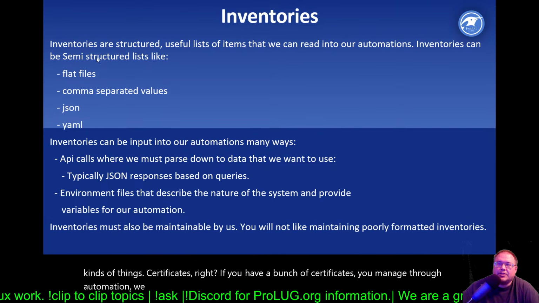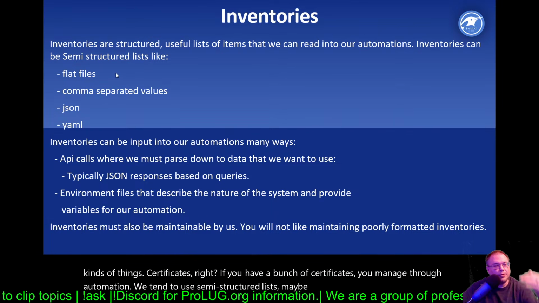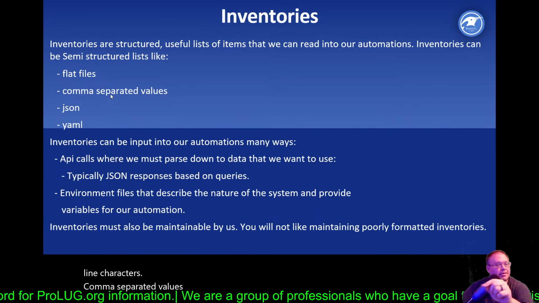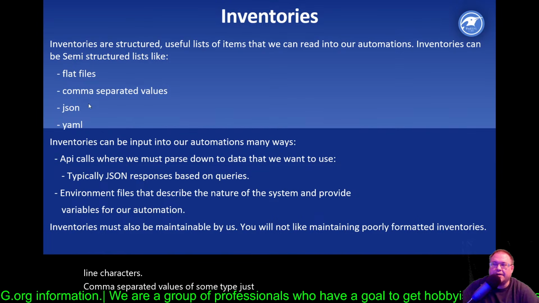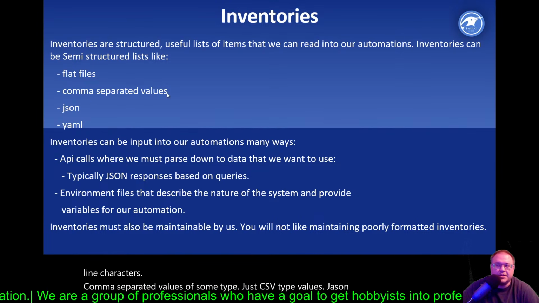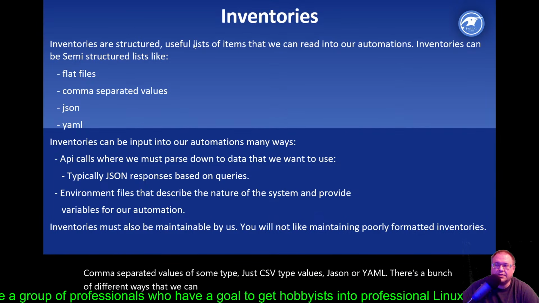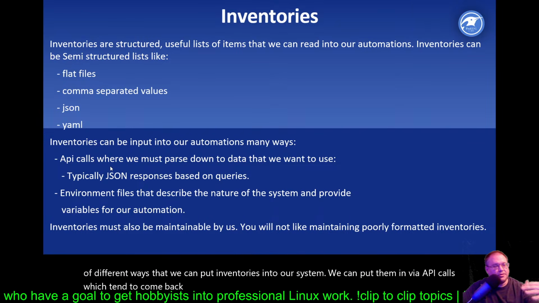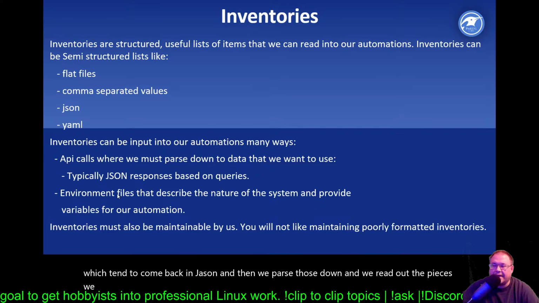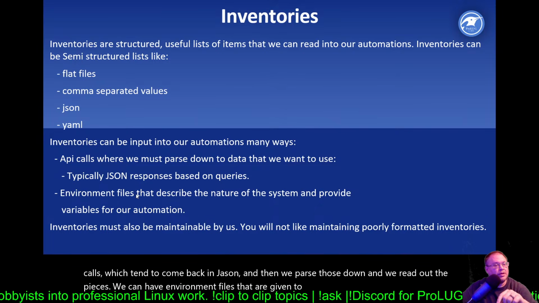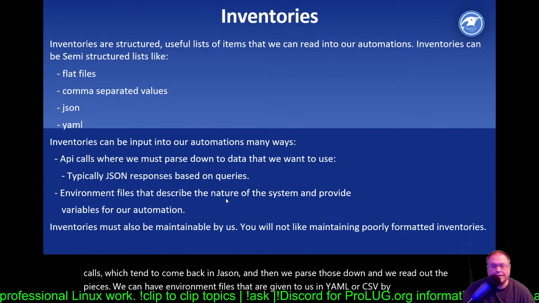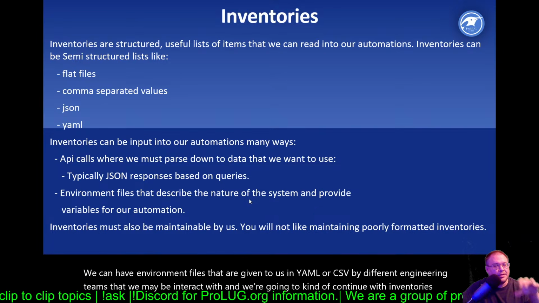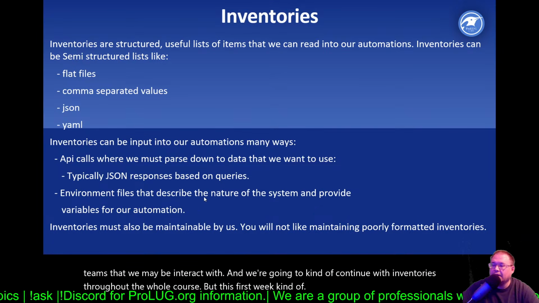We tend to use semi-structured lists, maybe flat files that are ordered with new line characters, comma-separated values of some type, just CSV type values, JSON or YAML. There's a bunch of different ways that we can put inventories into our system. We can put them in via API calls, which tend to come back in JSON, and then we parse those down and we read out the pieces we need. We can have environment files that are given to us in YAML or CSV by different engineering teams that we maybe interact with. And we're going to continue with inventories throughout the whole course, but this first week kind of level set for us on that.